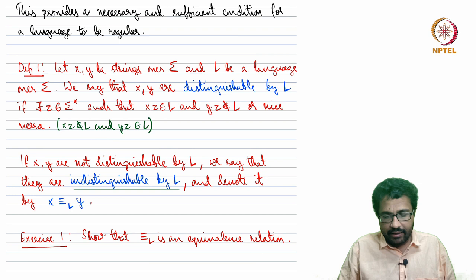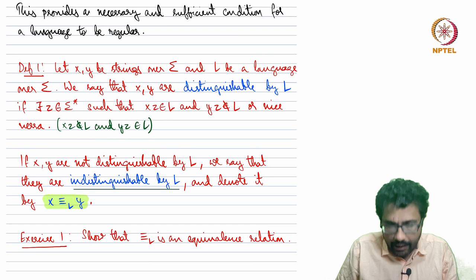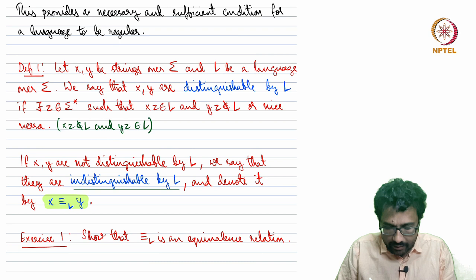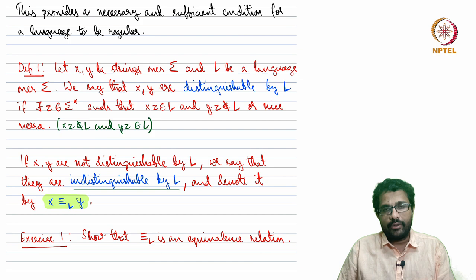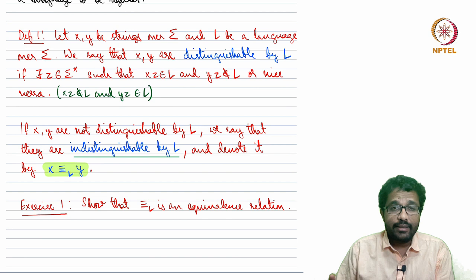This has a certain notation. The notation is X with three lines. An equal to symbol has two lines, so this has three lines. It's an equivalence symbol, subscript L: X equivalent to Y subscript L. So this can be thought of as an L equivalence. This is the symbol for X equivalent to Y, or X and Y are indistinguishable by L.